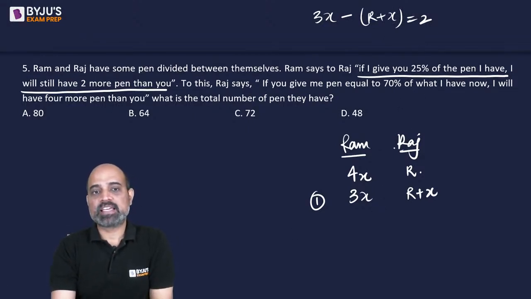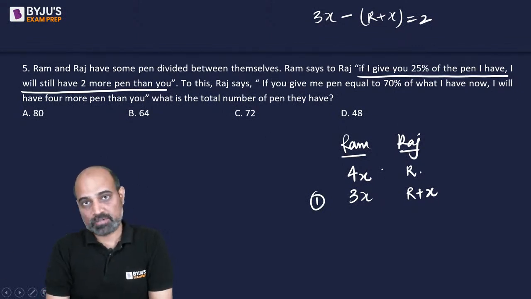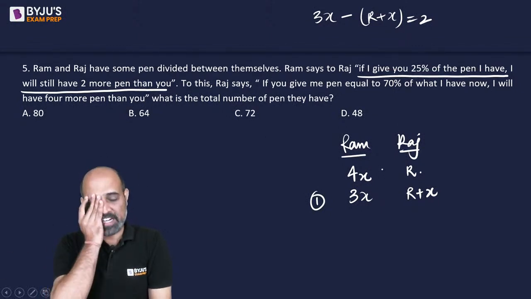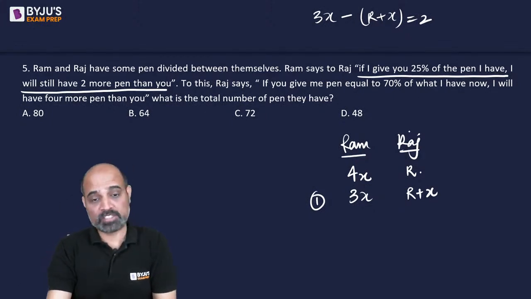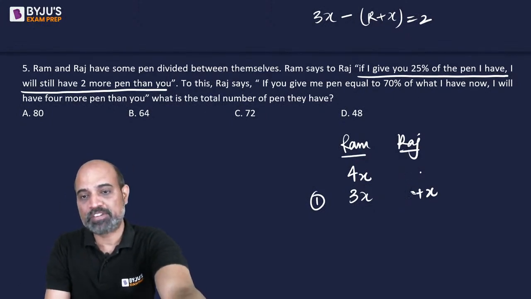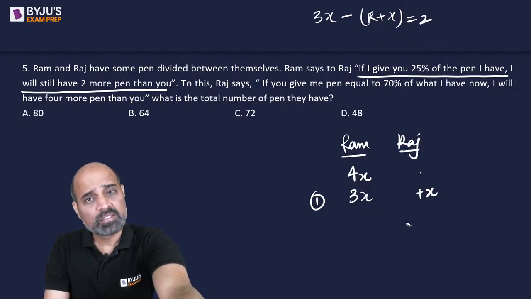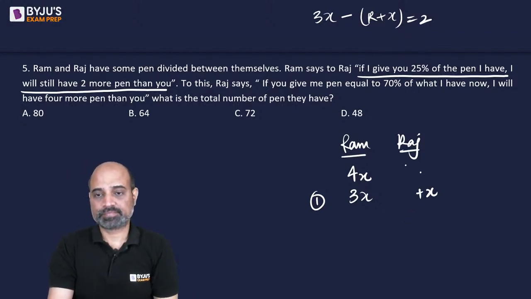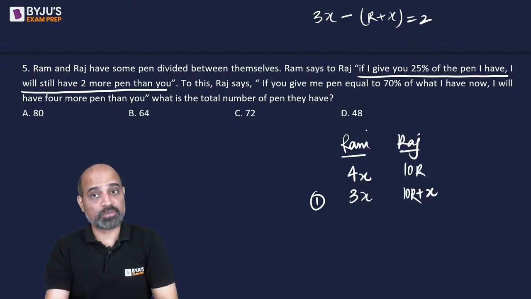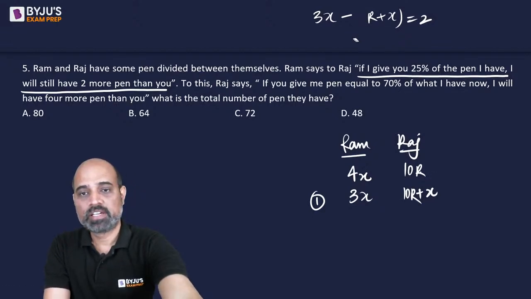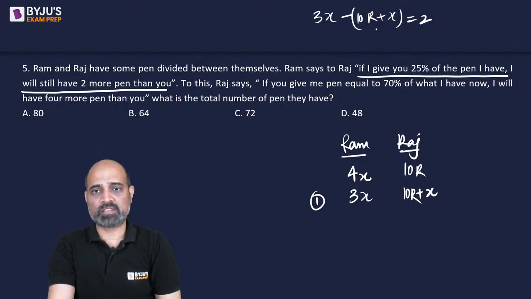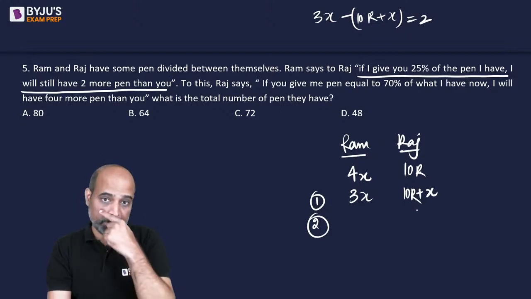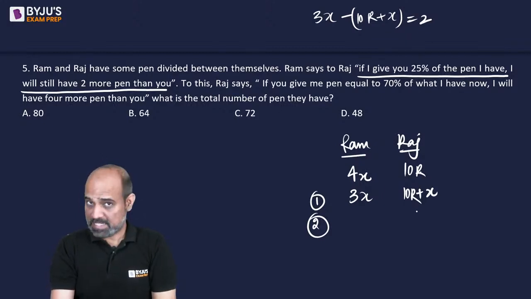Now, the second one says, Raj says, if you give me pens equal to 70% of what I have now. So if I have to calculate 70% and I don't want to deal with decimals, so instead of R, don't you think it will be better if I had taken 10R? So that इसका 70% मेरा आसान हो जाए सॉल्व करना. It all comes down to कि आपको सॉल्व करने में मेहनत नहीं लगनी चाहिए. So the second one says कि 10R का 70%, that is 7R.